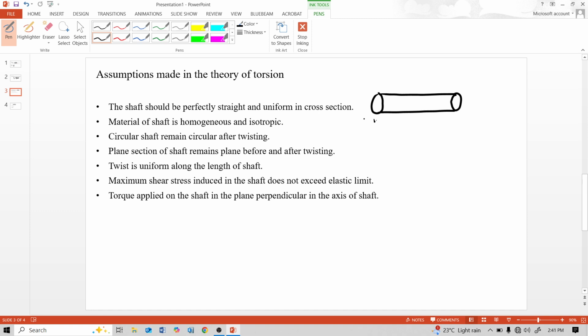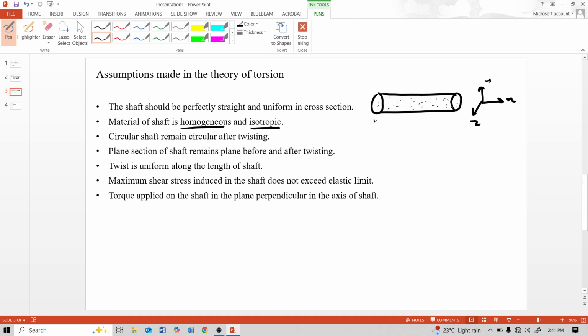Next assumption made in the theory of torsion is the material of the shaft is homogeneous and isotropic. Homogeneous means the property of this material is the same at every point, at any point the property is the same. And isotropic means the property is the same in any direction, whether x direction, y direction, or z direction.